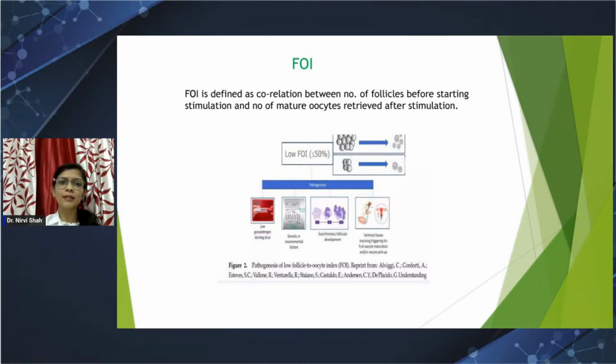So FOI is defined as a correlation between the number of follicles before we start stimulation and the number of mature oocytes which we retrieve after stimulation. So if the FOI is less than 50%, like I told you before also, it could be a low dose of gonadotropin, or polymorphism of the receptors, or the timing of the trigger not being proper, which is a very common reason for not getting a good number of oocytes, and it could be genetic.